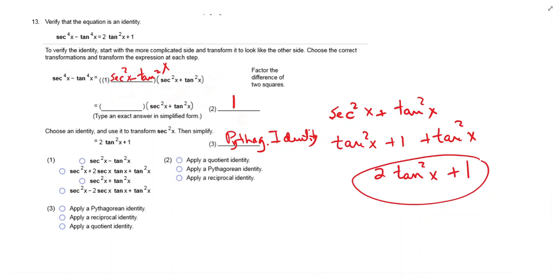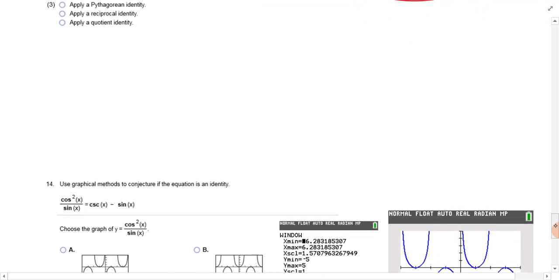All right, then transform secant squared x. Well, secant squared is equal to tan squared plus 1. So right here, we changed secant squared x. And then that left me with 2 tan squared x plus 1. That was a Pythagorean identity that we changed there. Okay, and so we changed the left side into 2 tan squared x plus 1.